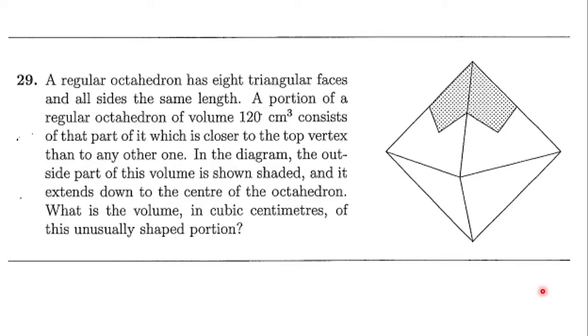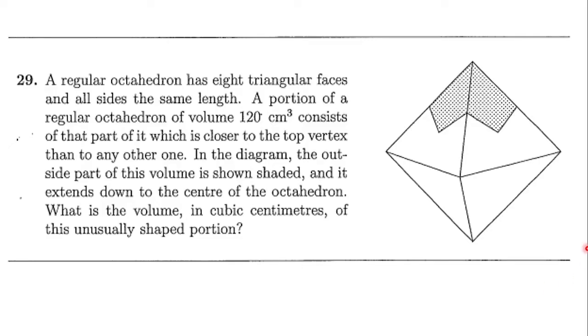Question 29. A regular octahedron has 8 triangular faces and all sides are the same length. A portion of a regular octahedron of volume 120 centimeters cubed consists of that part of it which is closer to the top vertex than to any other one. In the diagram, the outside part of this volume is shown shaded, and it extends down to the center of the octahedron. What is the volume in cubic centimeters of this unusually shaped portion?